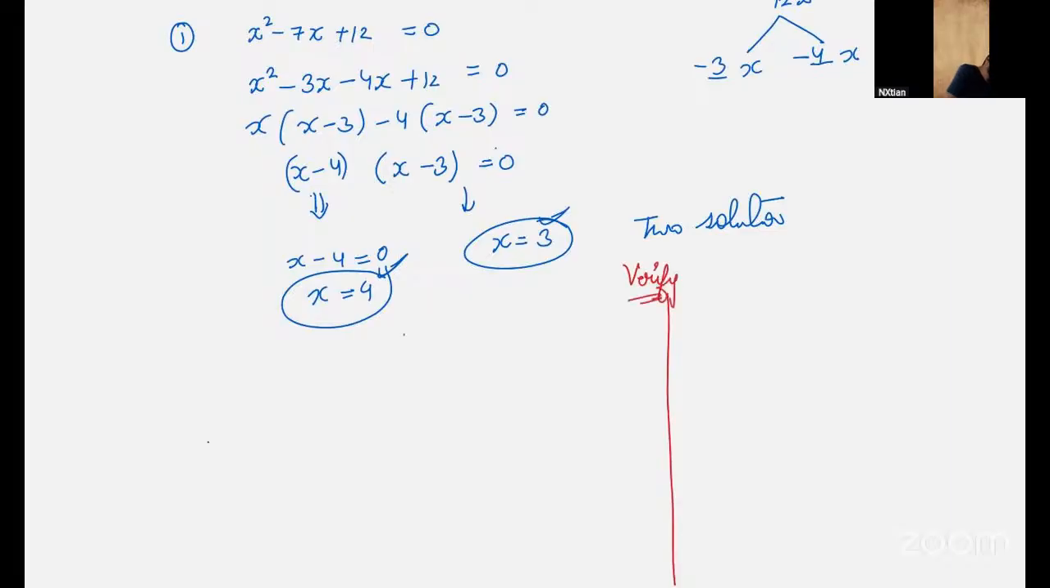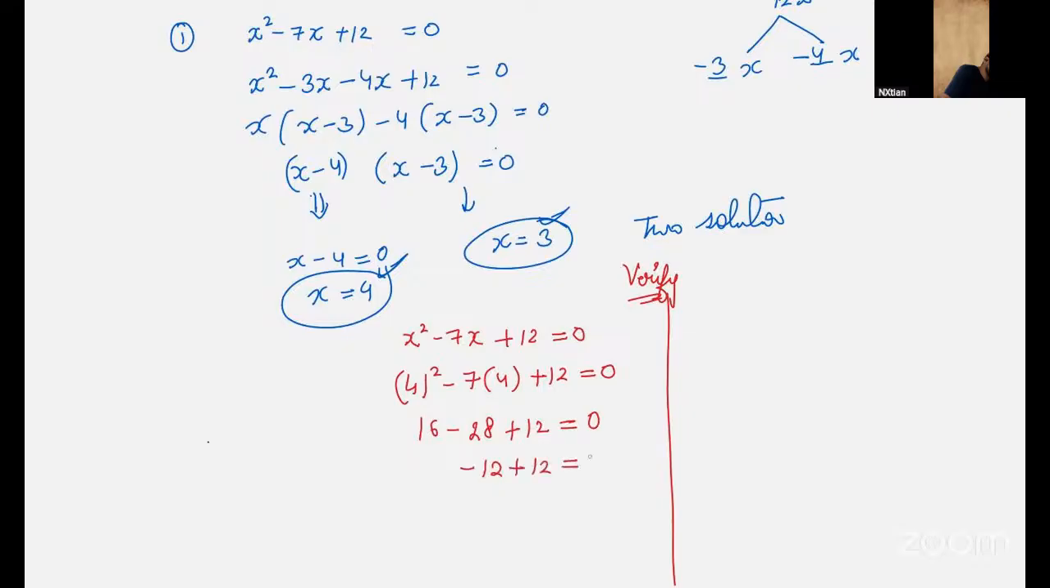So how will you verify it? For example, the equation is x square minus 7x plus 12 is equal to 0. So instead of x, just write 4. So 4 square minus 7 into 4 plus 12 is equal to 0. It will become 16 minus 28 plus 12 is equal to 0. So 16 minus 28 is minus 12. Minus 12 plus 12 is equal to 0. 0 is equal to 0. It means that my factor is correct because LHS is equal to RHS.